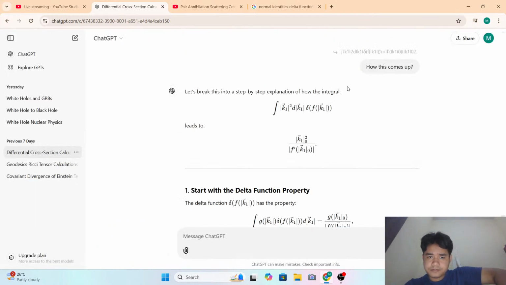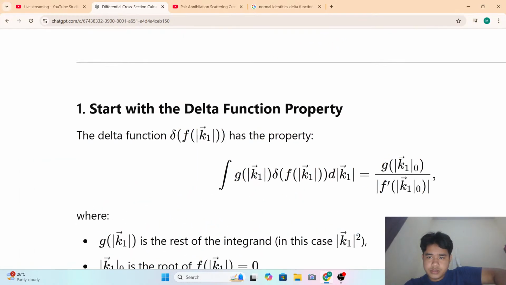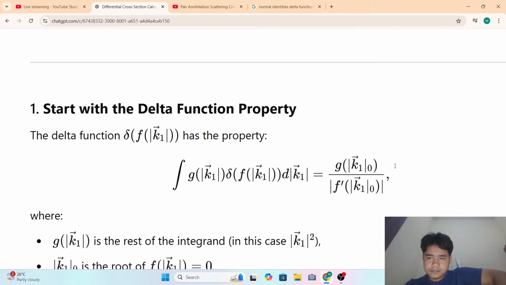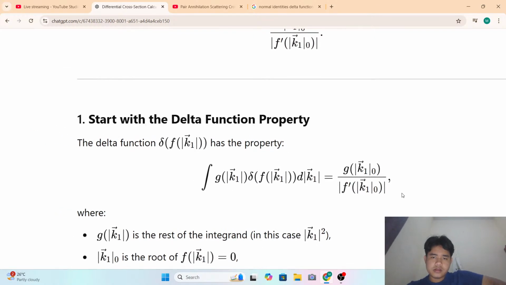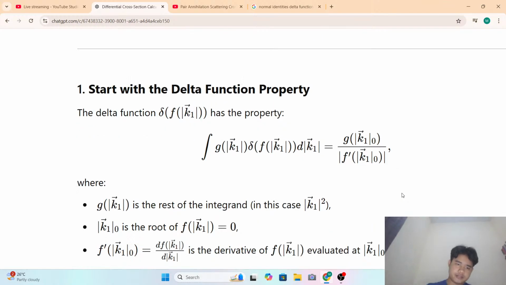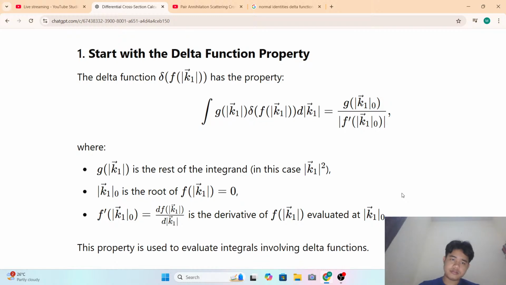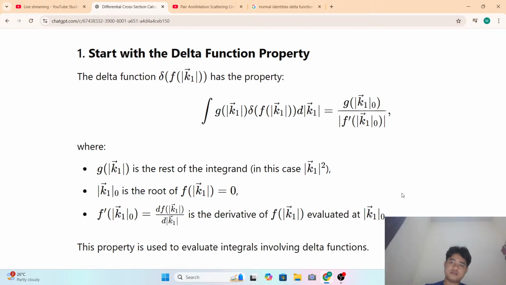Start with the delta function property. This equals this. Oh yeah, I think I understand. Right. k1 is the rest of the integral. In this case, it's the root of, right.